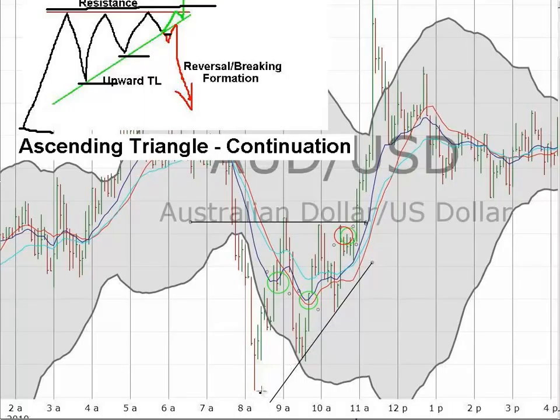I wasn't using candlesticks when I started trading last year, so you see a low here, higher low, higher low, higher low. You draw the trend line, resistance, resistance. That's the ascending triangle. It breaks out. This bar closes above. That's your confirmation if you want, or you can wait for another bar.